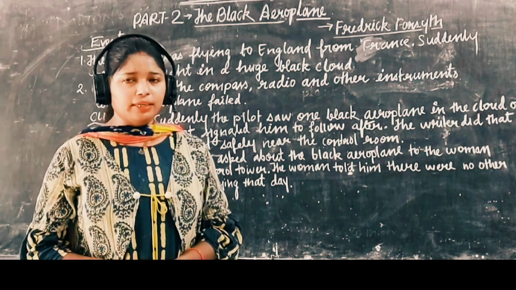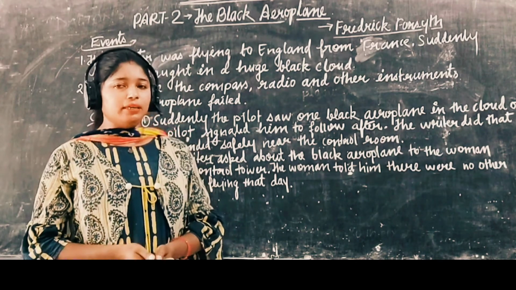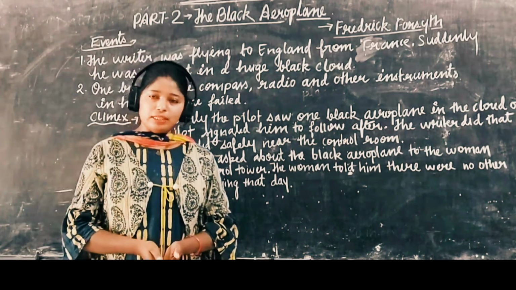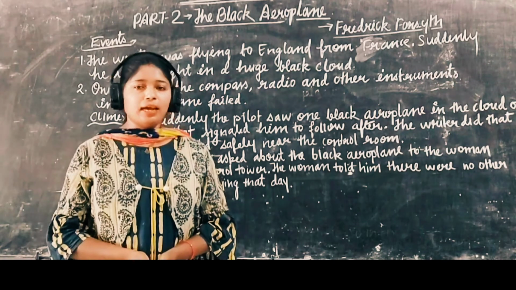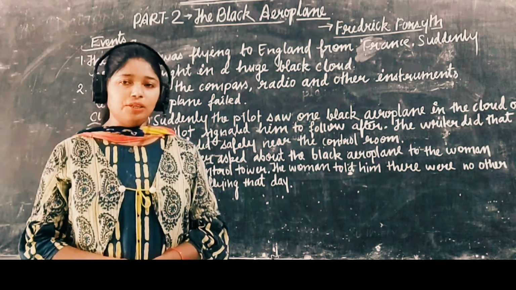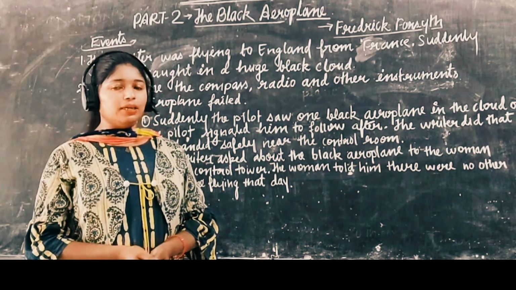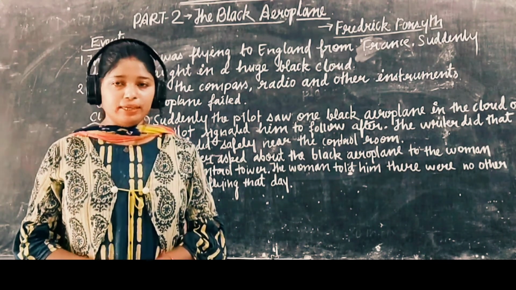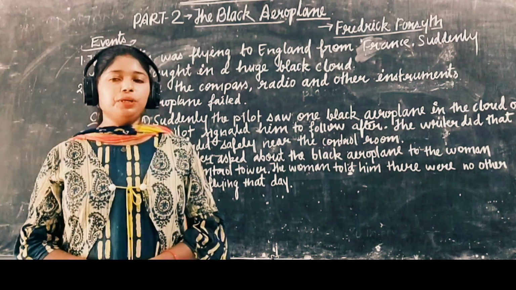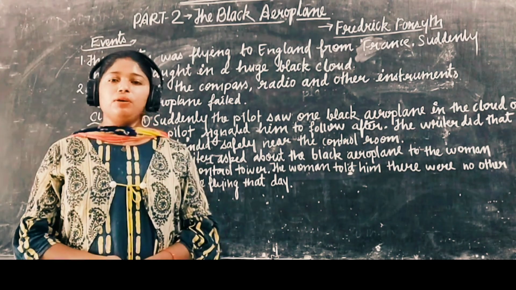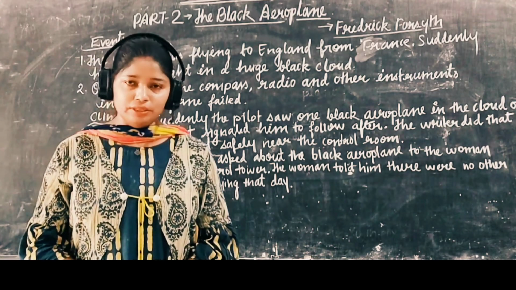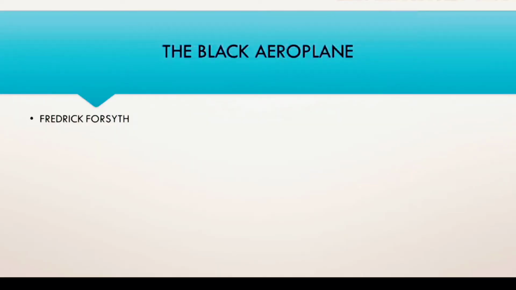Let us find out in this story. I will read this chapter and explain it line by line. I hope you will understand it and enjoy this story. After reading this story, you will definitely become very happy, because this story motivates you never to lose hope in a difficult condition. Now let us start the explanation of this chapter, The Black Aeroplane by Frederick Forsyth.